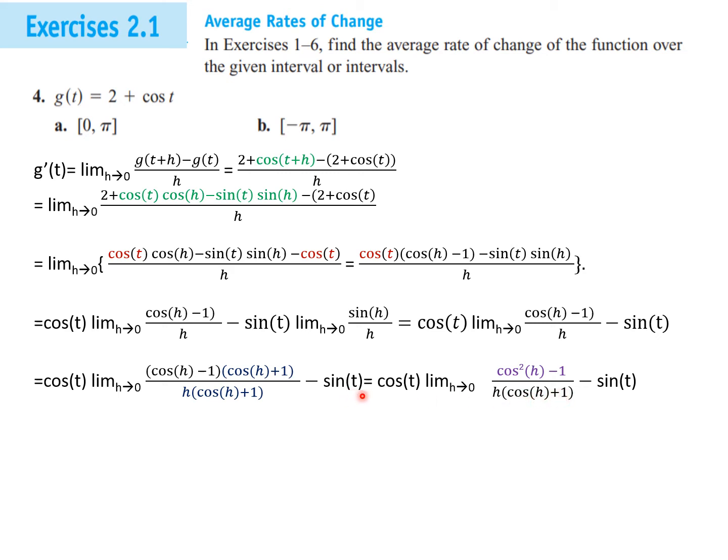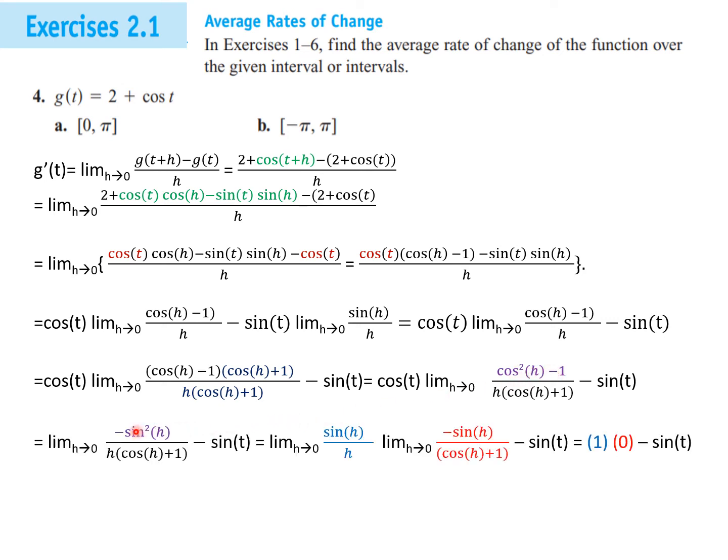The next term is just minus sine t. So since this is minus sine t, we'll just put it there, minus sine t. Now we have to work on this part of the limit to figure out this limit. We have to first of all figure out the identity of cosine square h minus 1, because we need to get rid of this h. And to do so, we could just go ahead and replace cosine square h minus 1 by sine square h.